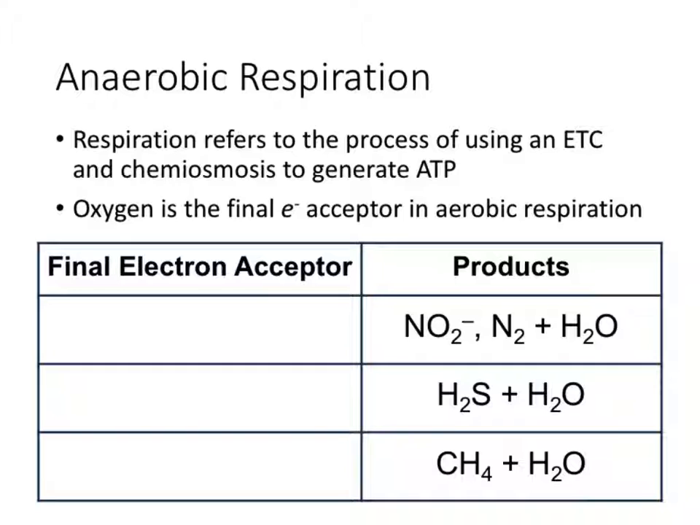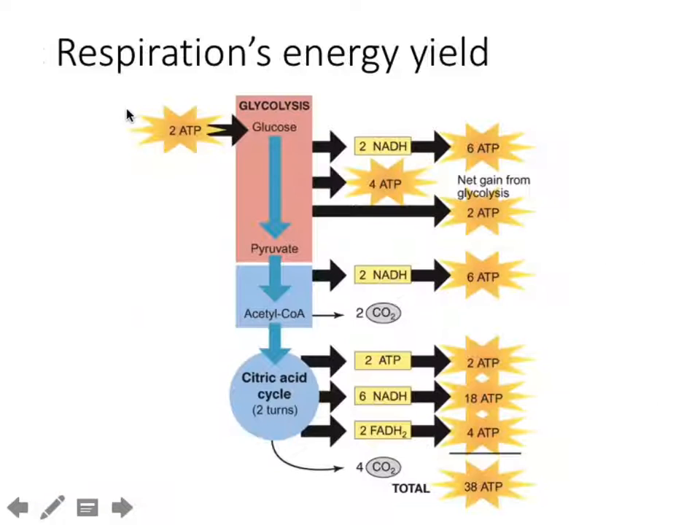Nitrate's the second best. It's the second most electronegative of the acceptors, which allows for a pretty good yield of energy. Carbonate out of them is the worst one.